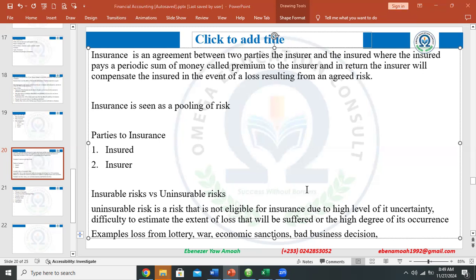Okay, great. So the opposite of uninsurable is insurable. The insurable risks are those that are eligible for insurance due to their uncertain nature and the ease with which we can estimate the extent of loss the person would suffer. So let's put that down in some notes for you.